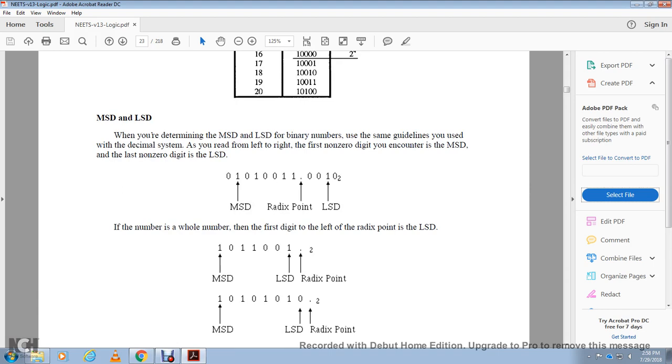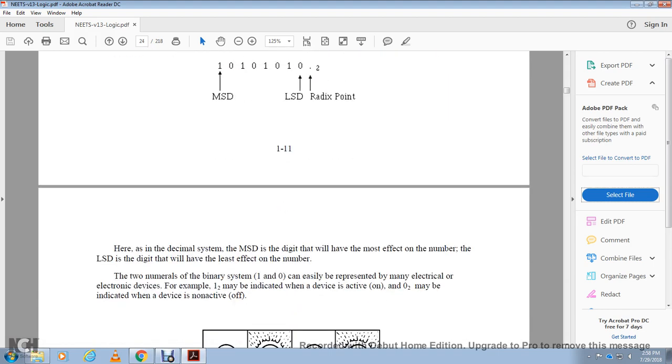Most significant digit, least significant digit, radix point. Here is the decimal system. The most significant digit will have the most effect on the number. The least significant digit will have the least effect on the number.